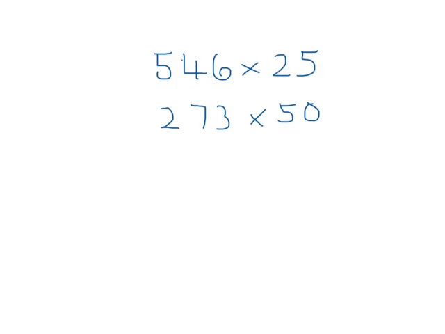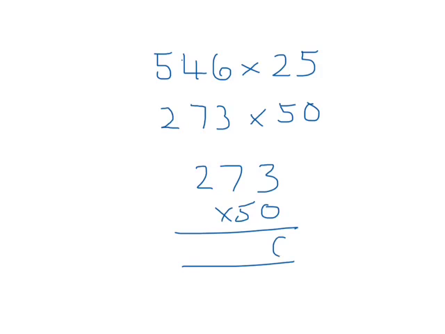I'm going to do the following. 273 times 50. When we times by 50, we put a 0 down first, then times by the 5. 5 times 3, 5 times 7, 5 times 2. 5 times 3 is 15. 5 times 7 is 35, and the 1 is 36. 5 times 2 is 10, add the 3 is 13. So 273 times 50 is 13,650.